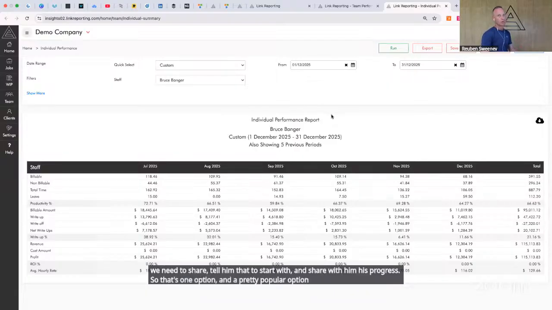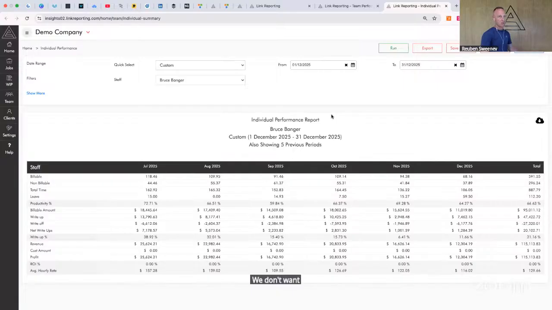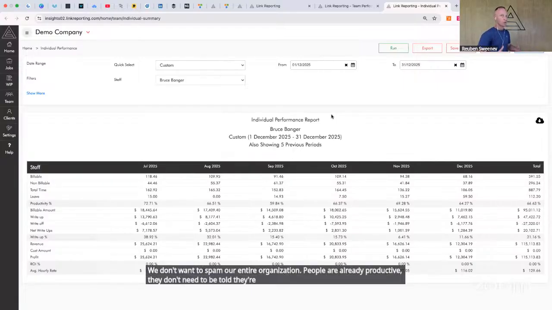And just for people who need it, we don't want to spam our entire organization. People are already productive. They don't need to be told they're productive. They've already got good habits. So you don't have to worry about them so much. Send them a different report. Send them a recoverability-based report, so they can improve that.